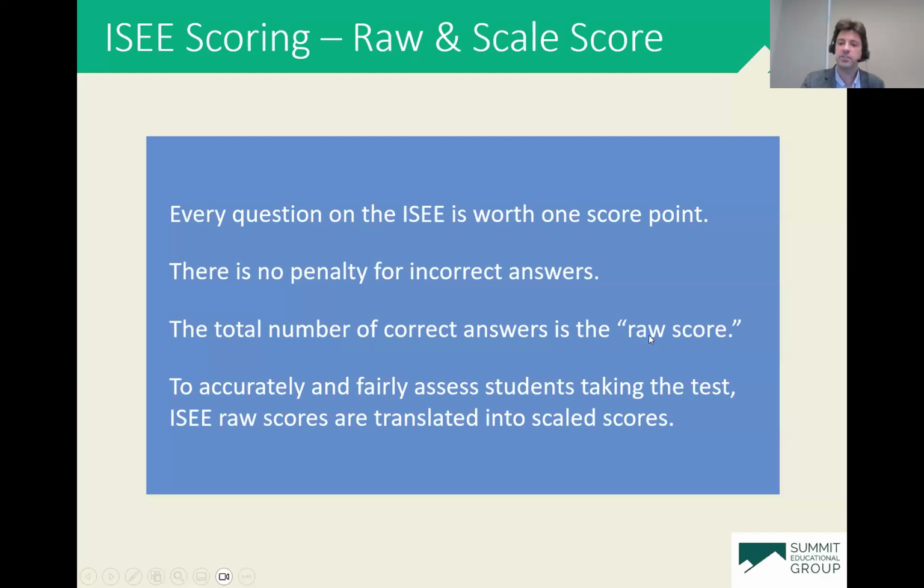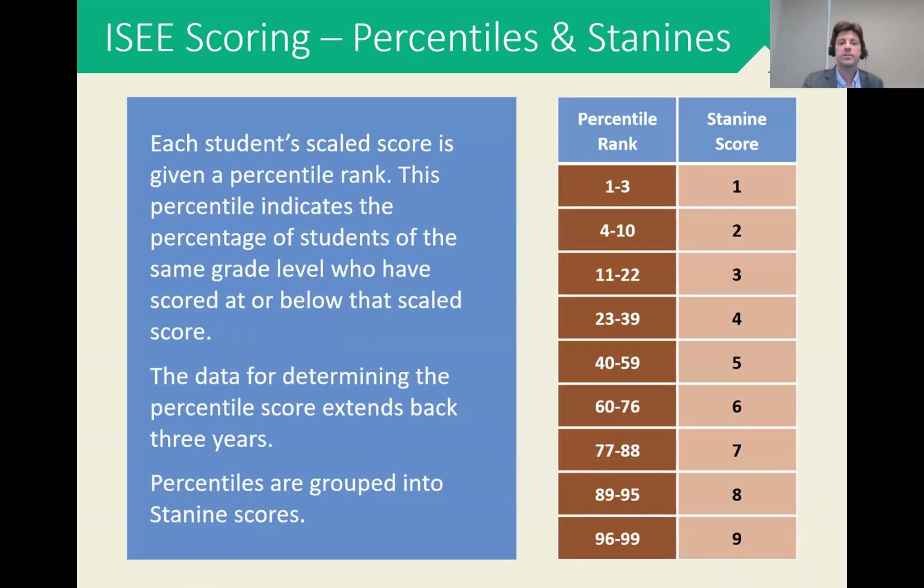Same thing we saw before. Total number of correct answers is that raw score. That raw score is then translated into scaled scores. Those scaled scores are then translated into percentile scores. And then the ISEE goes one step further where they take the percentile scores and they convert them into Stanine scores. And you can see the percentile rank to Stanine score conversion here.